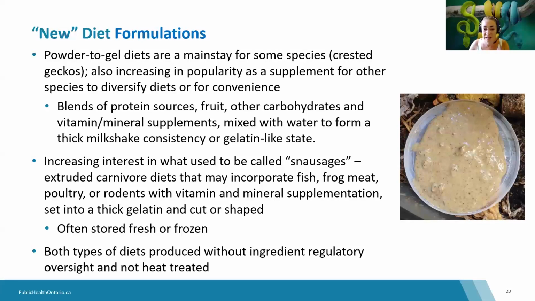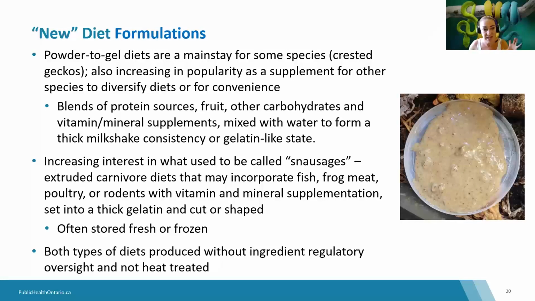And there's also increasing interest in what used to be called sausages. They're basically an extruded carnivore diet that might incorporate fish meat, frog meat, poultry, or rodents with vitamin and mineral supplementation, and then it's set into a thick gelatin, shaped and cut. So these will be stored fresh and frozen.